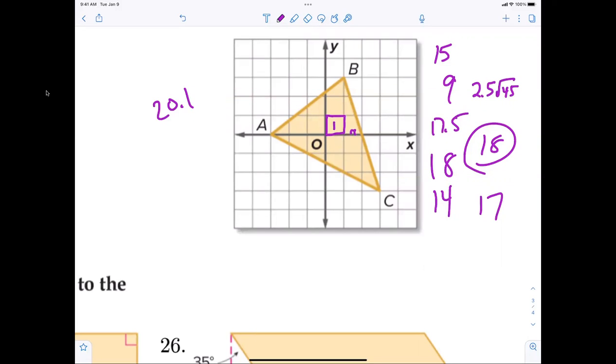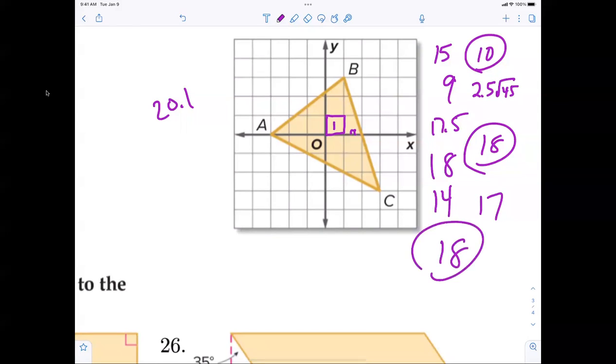I've got a 20.1, a 15, a 9, 2.5, radical 45. Oh, 1.125, I can't forget that one. 17, a 4, 18. You recalculated yours? Well, not necessarily, but I tried something. I got 10. Oh, we got a 10 here. Okay, wait. Wait a minute, we got an 18. Count the boxes. You can do that. That's a thing.